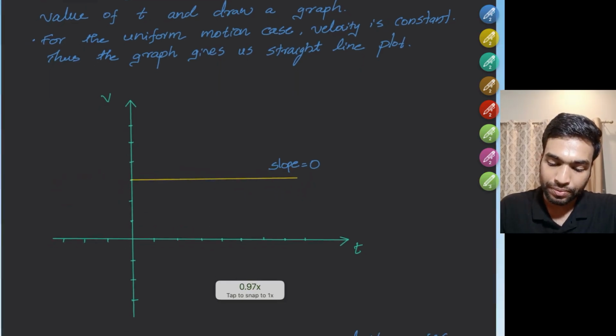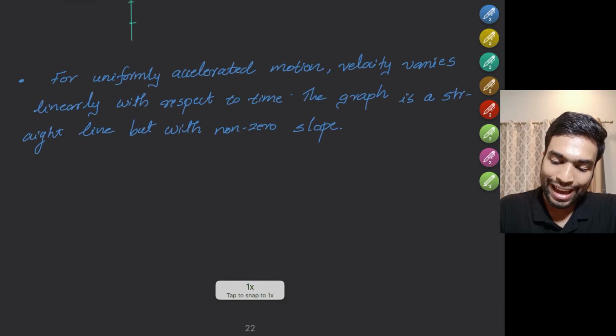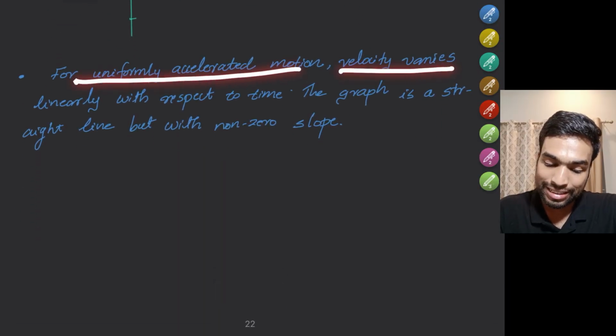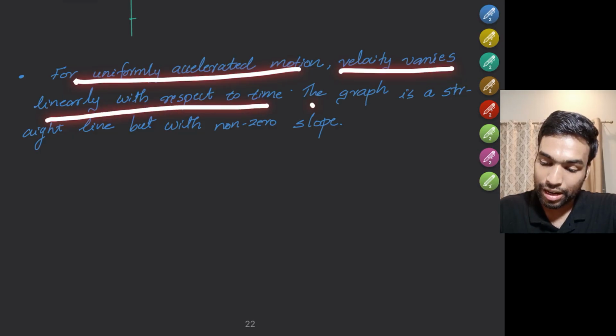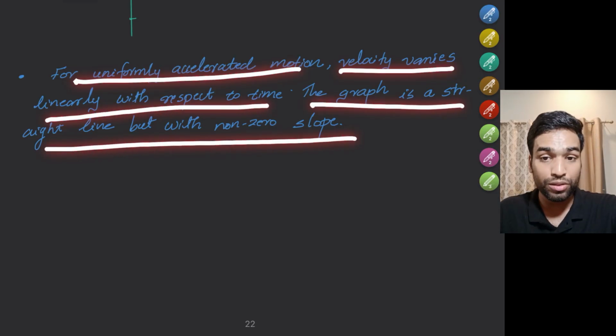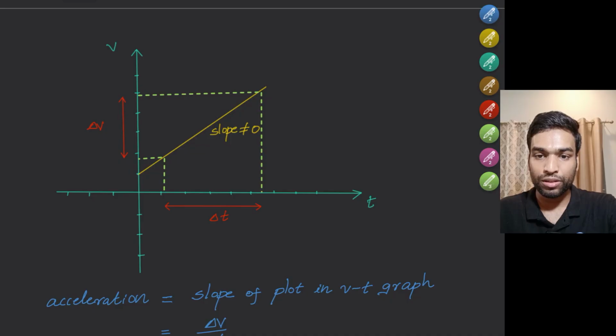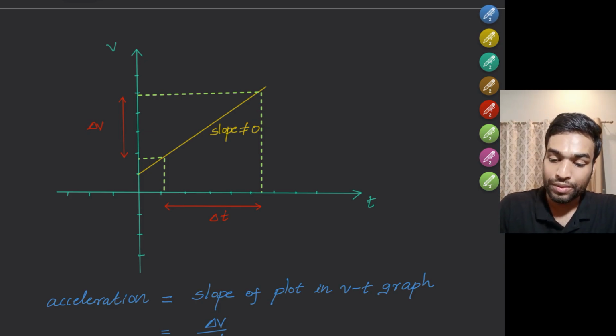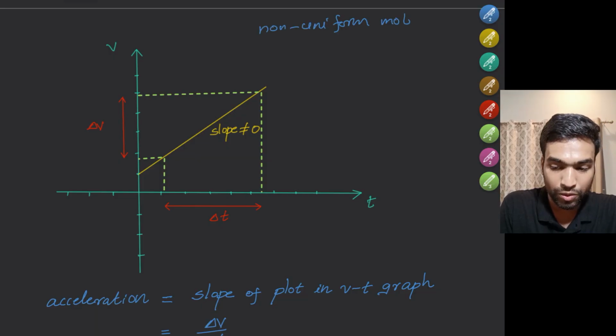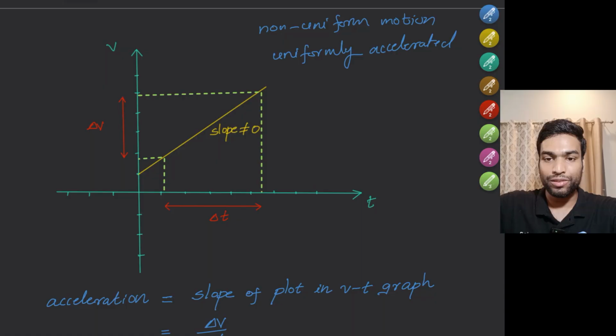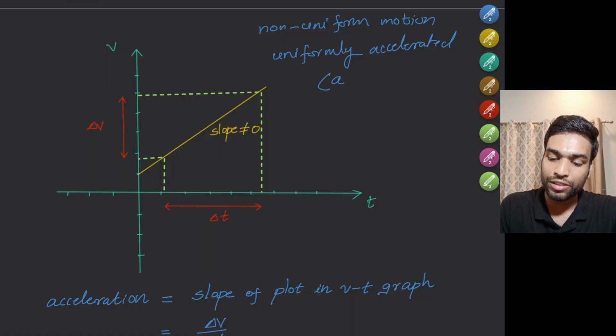Okay, good. For uniformly accelerated motion, velocity varies linearly with respect to time. So the graph is a straight line but with non-zero slope. So here is the graph for non-uniform motion, or specifically here, since the velocity is varying linearly, uniformly accelerated motion. Remember, this is non-uniform motion because velocity is not constant. This is also uniformly accelerated motion because velocity is varying linearly with respect to time. In another way, we can say acceleration is constant.